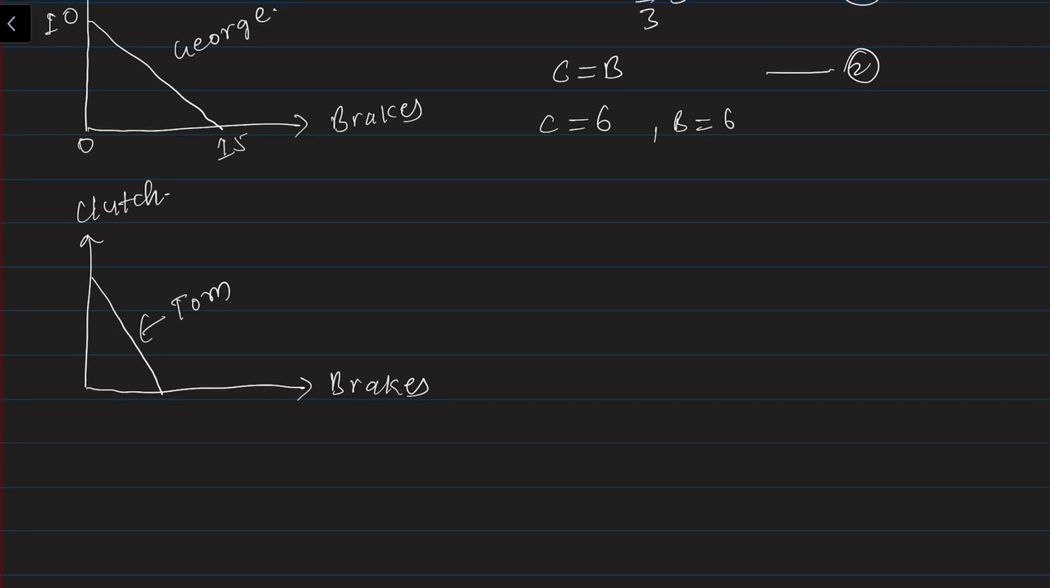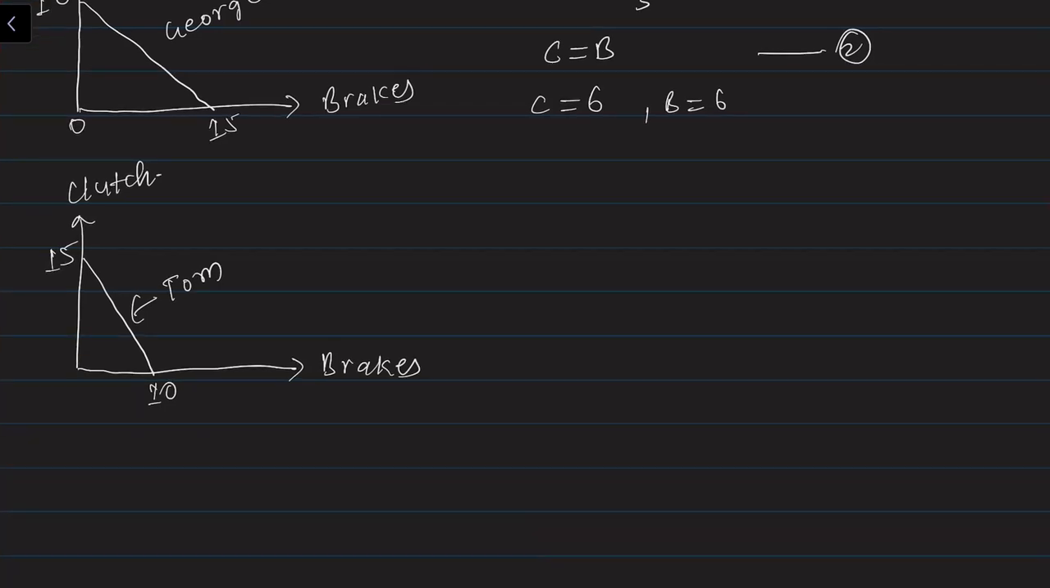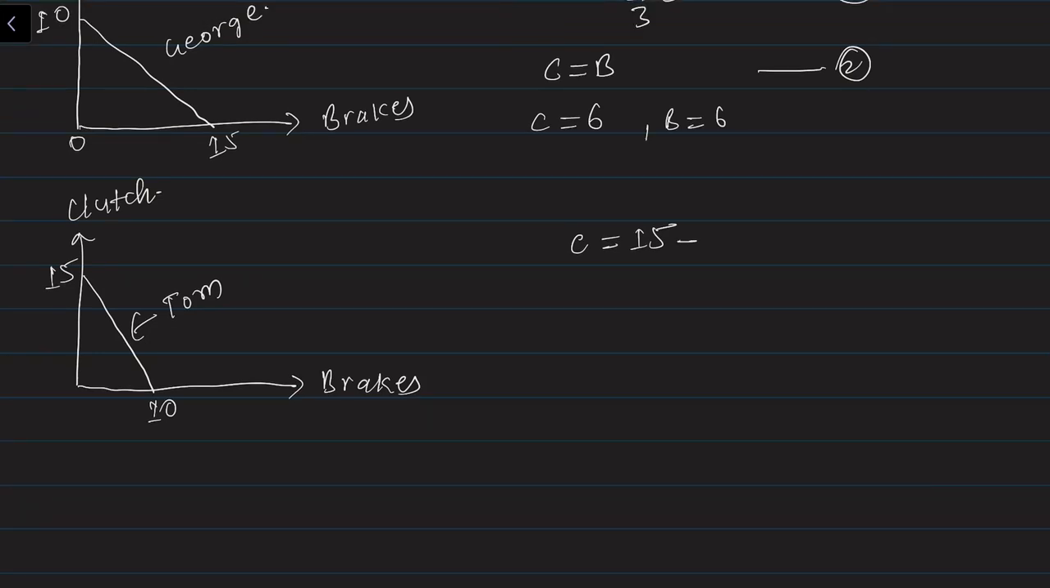And the maximum amount that he can replace is 10. And here for clutch replacement it is 15. So the equation of this line is, again, C represents clutch and B represents brake. So the y-intercept is 15 minus, because the line is downward sloping, and the slope, or the opportunity cost, is 1.5, which is 3/2 B.